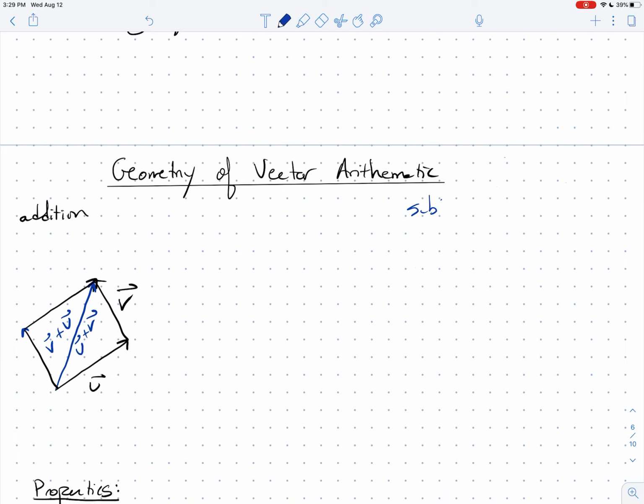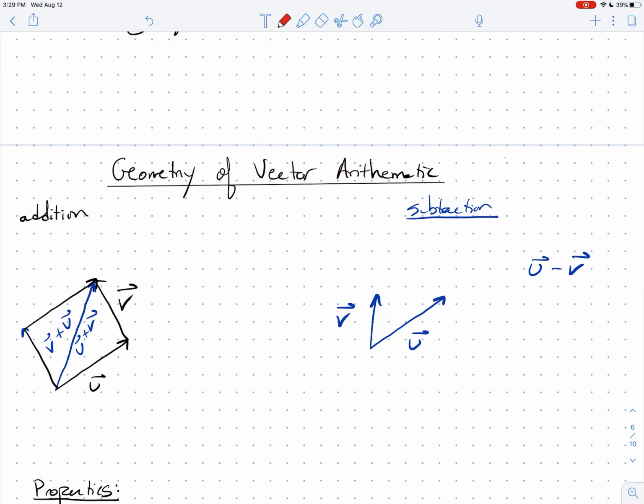Subtraction is a little harder to see, but it actually is really nice as well. So if you want to talk about subtraction, then I don't want you to put the head of one vector at the other. It's different. So you want to put the vectors, think of them both in standard position. So here I've got u, here I've got v. And maybe I want to talk about u minus v. How do I visualize that?